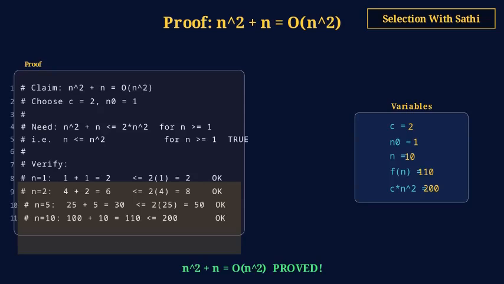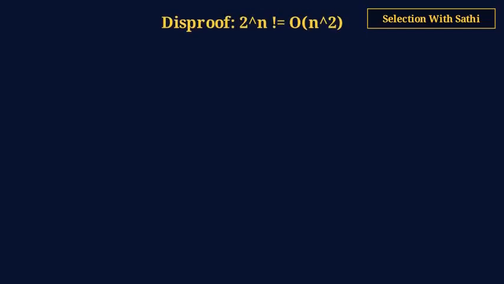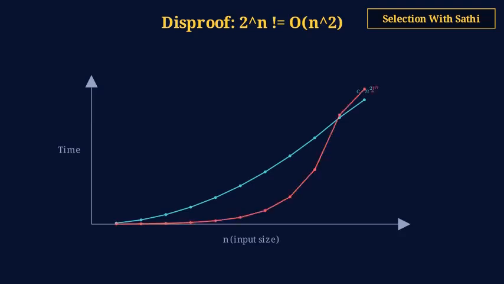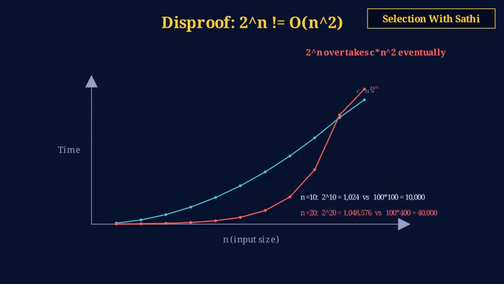Beautifully clean proof. The key insight is that n is always at most n squared when n is at least 1. Now let's prove something is not big O. We claim 2 to the n is not big O of n squared. We prove this by contradiction. Suppose 2 to the n were big O of n squared. Then there would exist constants c and n0 such that 2 to the n is at most c times n squared for all n beyond n0.